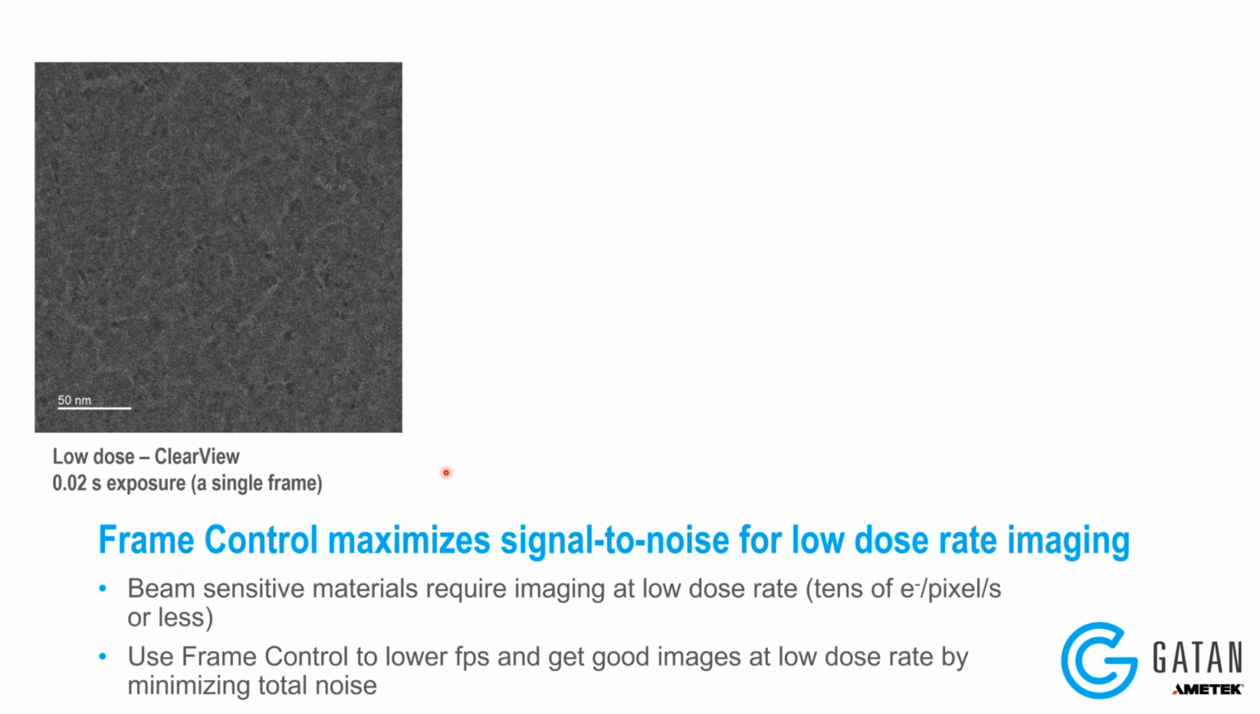Here's another example of a low beam dose condition from the ClearView camera. So this is a single frame exposure, so 0.02 seconds from the ClearView camera. And this is obviously a very noisy kind of image and wouldn't make very good data. But it's the kind of imaging condition that is required if we want to do some low dose imaging on a sample.